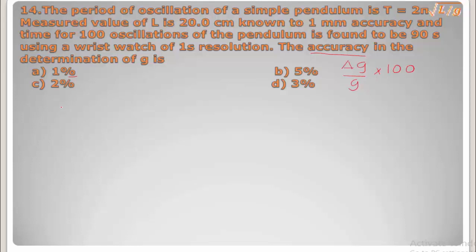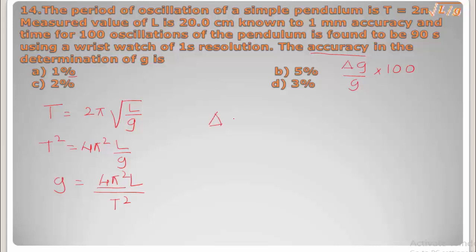So we have to find the percentage error in the G value. So what is the expression? It is given that T is equal to 2 pi square root of L divided by G. Square this on both sides, you will get T square is equal to 4 pi square L by G. So G becomes G is equal to 4 pi square L divided by T square. 4 pi square is the constant value, leave it.